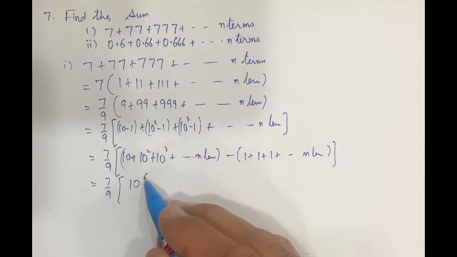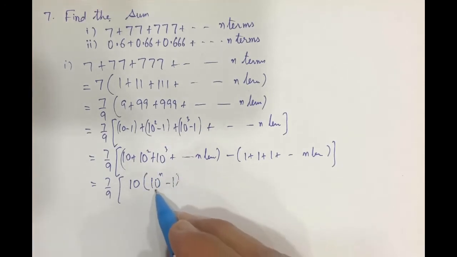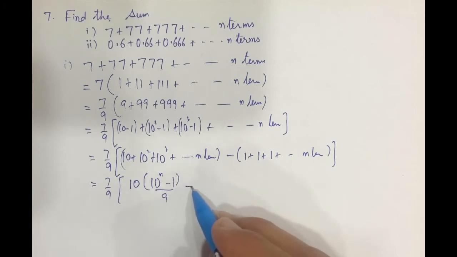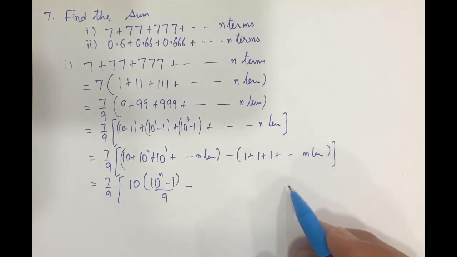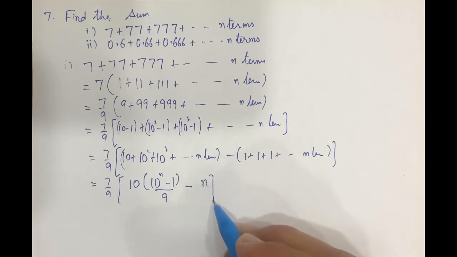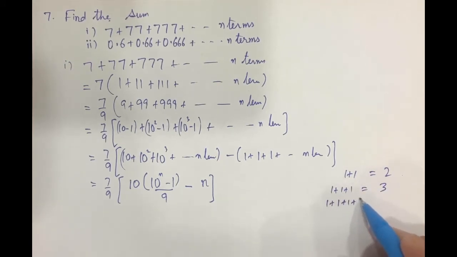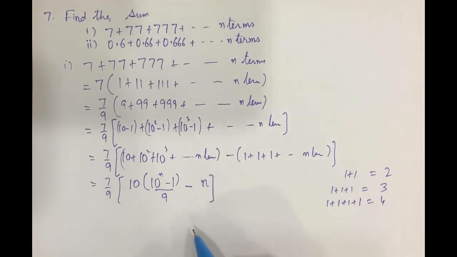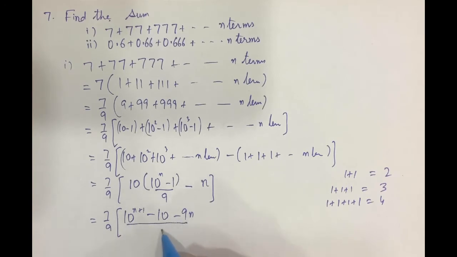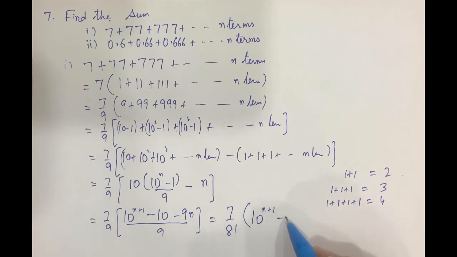Sum of n terms is a into r raised to power n minus 1 upon r minus 1. And 1 plus 1 plus 1 n times is n. What is 1 plus 1 2 times? It's 2. 1 plus 1 plus 1 3 times is 3. 4 times it's 4. N times it will be n. This is 7 by 9 into 10 raised to power n plus 1 minus 10 minus 9n upon 9, which is 7 upon 81 into 10 raised to power n plus 1 minus 9n and minus 10.